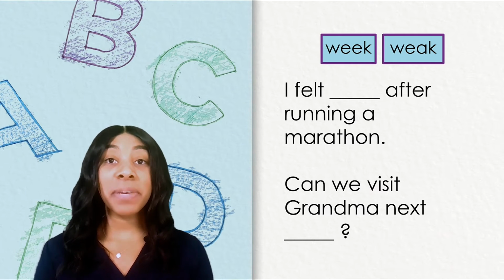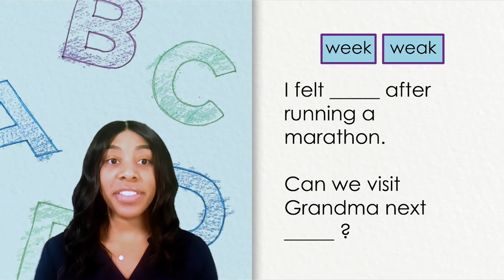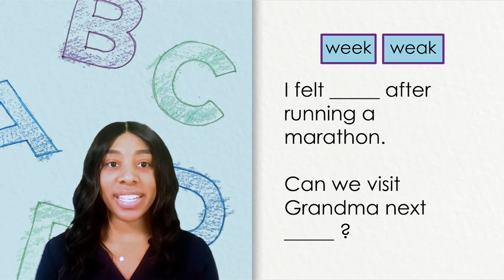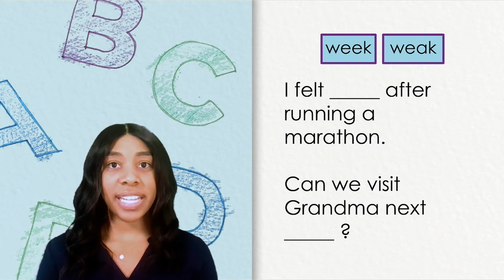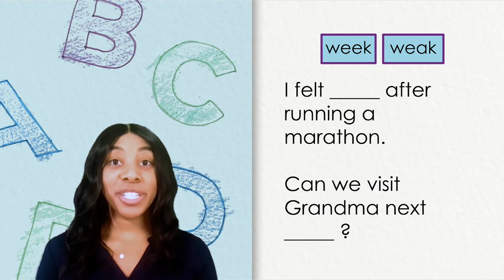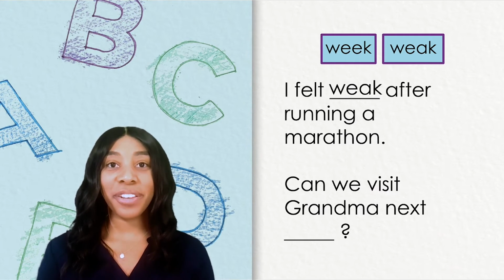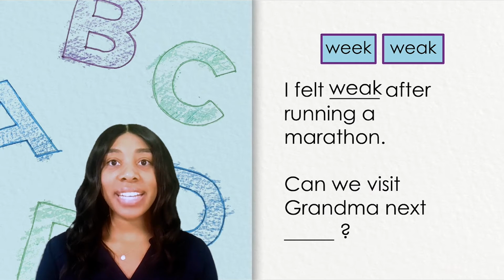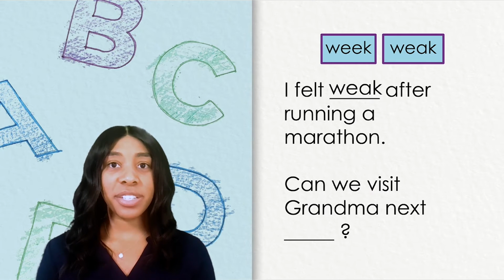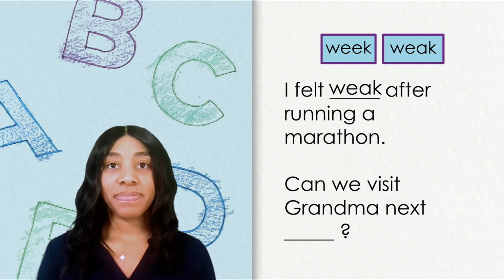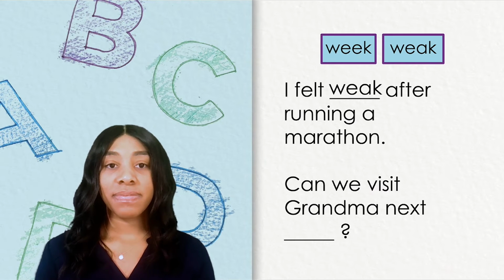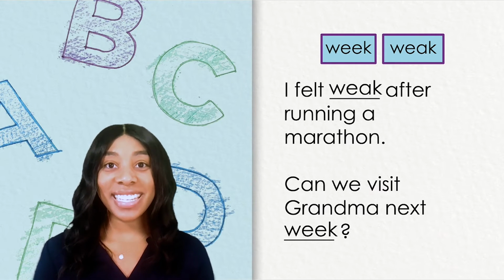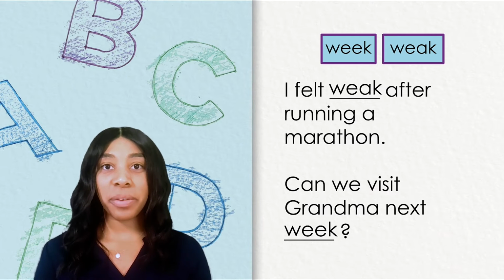The first blank seems to be about someone who just used up all of their energy and their muscles are exhausted. Which week do you think makes the most sense there? We would choose weak to go in the first blank. Let's look at the next blank. Can we visit Grandma next blank? It sounds like it's talking about days. So which week do you think would belong in that blank? Week. Nice work, friends. Keep up the great work.